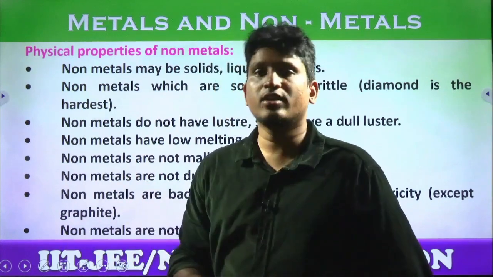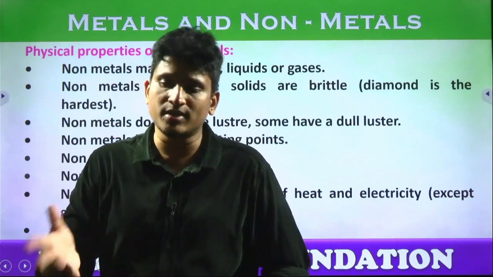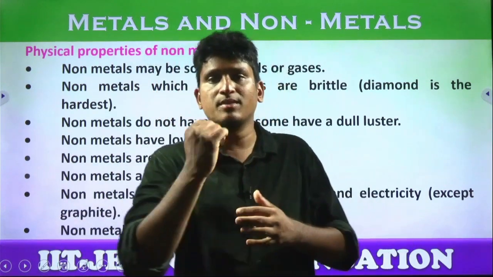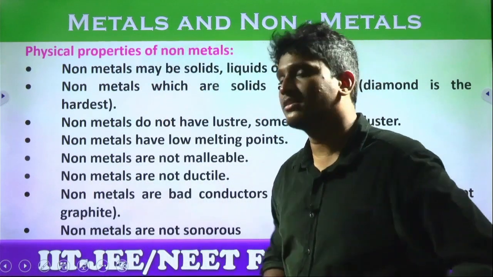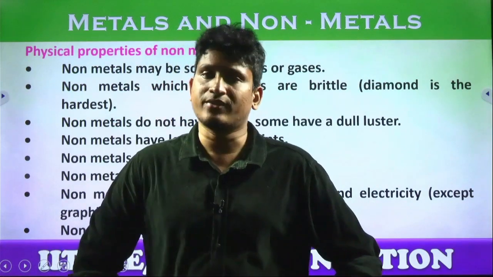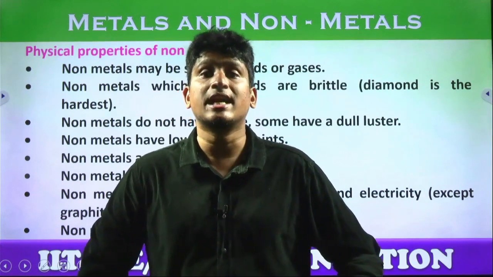But here, due to the absence of these free electrons, what is the nature of non-metals? They show a tendency to gain electrons, so how can electrons freely move? Understood? Due to the absence of these free electrons, non-metals are bad conductors of electricity except graphite. What is graphite? Graphite is an allotrope of carbon. It is also made up of pure carbon. Then why is it conducting? Because graphite contains one pi bond.